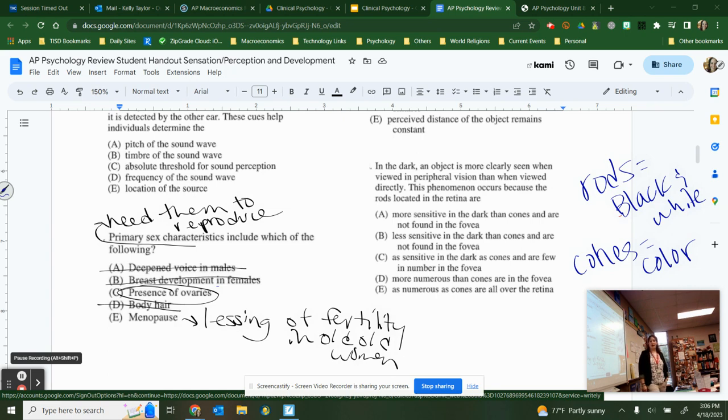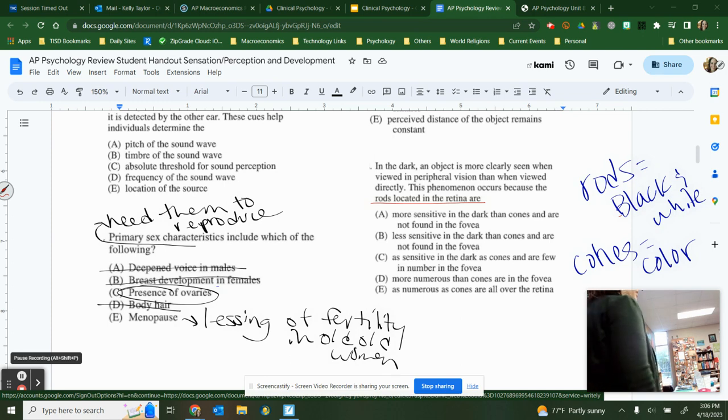Let's see. Wow, none of us are right. I put A. Okay, so rods in the retina are more sensitive in the dark than cones and are not found in the fovea. So only cones, and cones see color, are located in the fovea. Rods are in your peripheral vision.